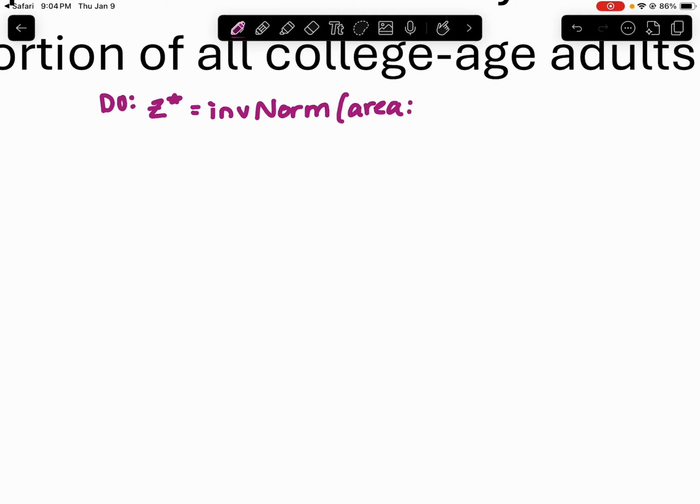Now we need to think for a second. They wanted a 95% confidence, so that means I have 2.5% on either side. So that means our area is going to be 0.025, because that's 2.5%. Our mean is still 0 with our standard deviation of 1.